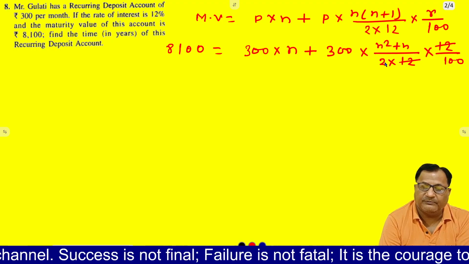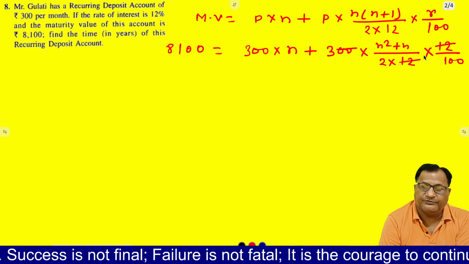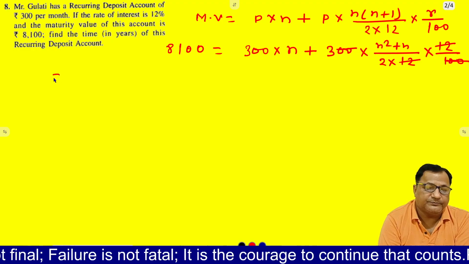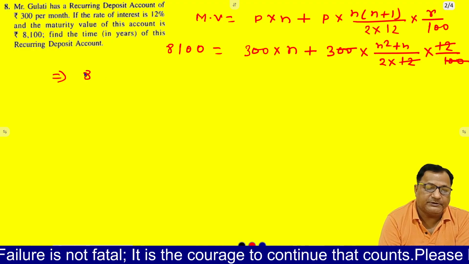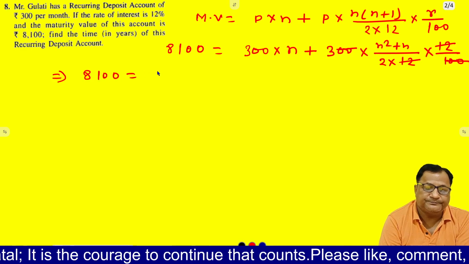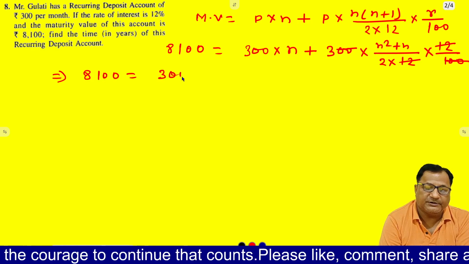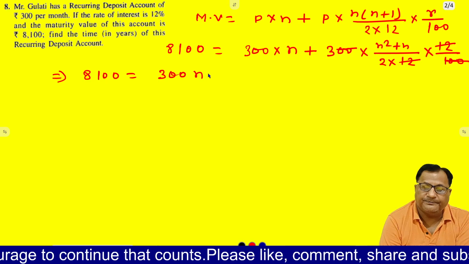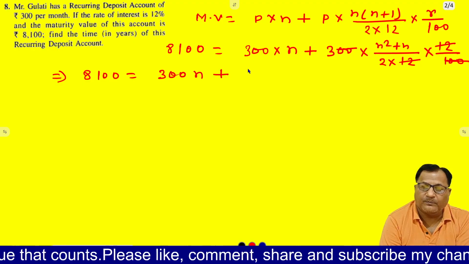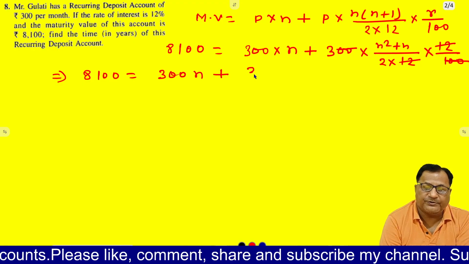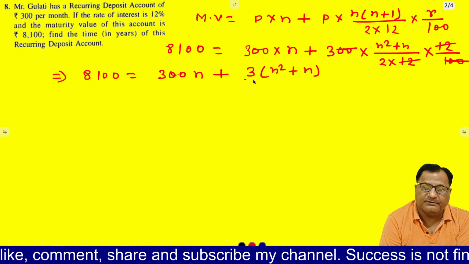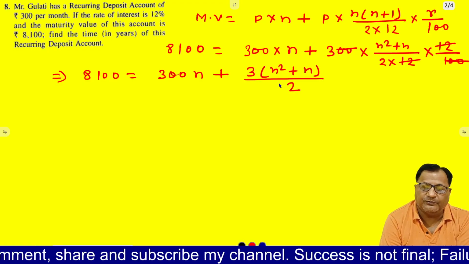This 12 and 12 will cut. This double 0 will cut. So we'll get 8100 equal to 300 N plus 3 N square plus N divided by 2.